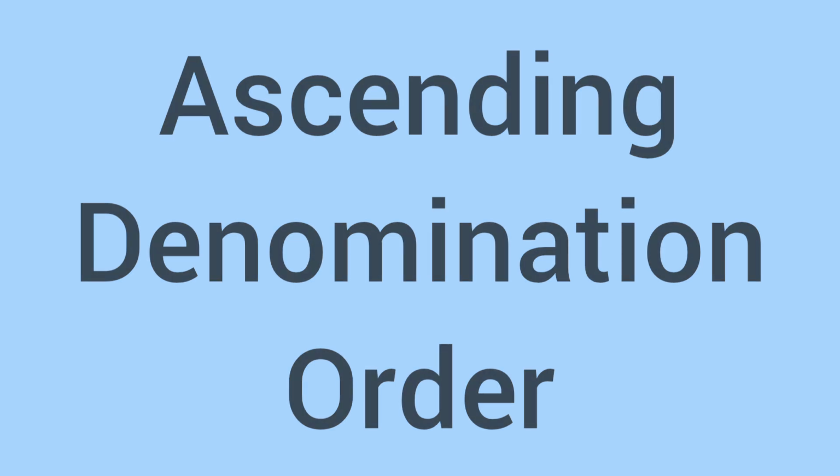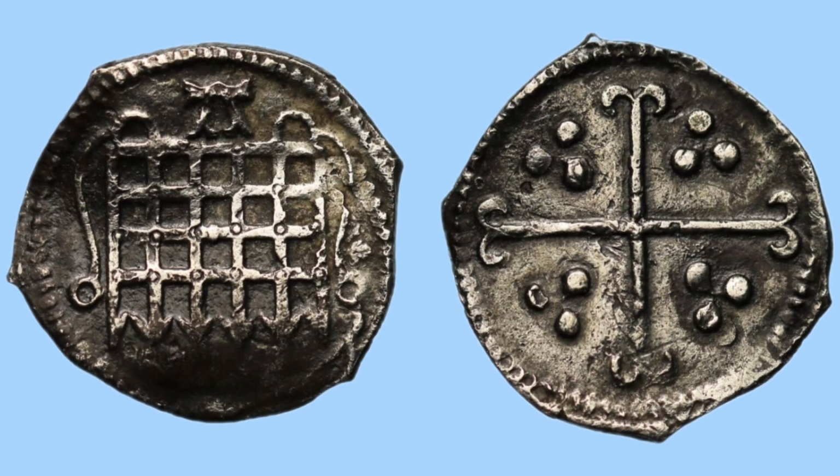So we'll go through these coins in ascending denomination order, starting with the lowest value coins and then going up to the highest. The lowest value coin minted under Elizabeth I was the halfpenny. And here it is, so let's begin.